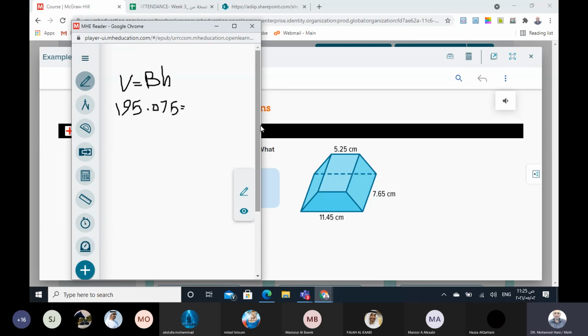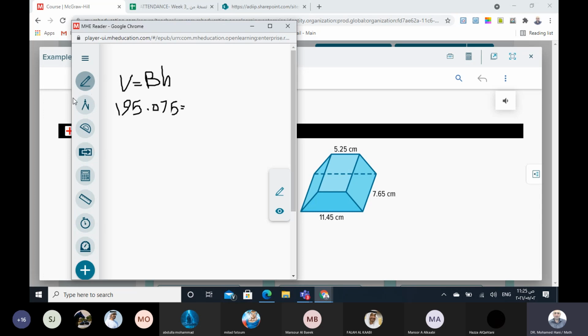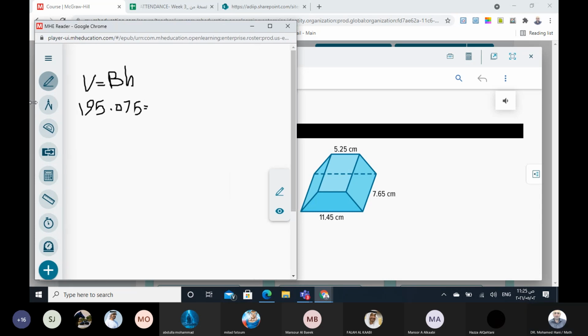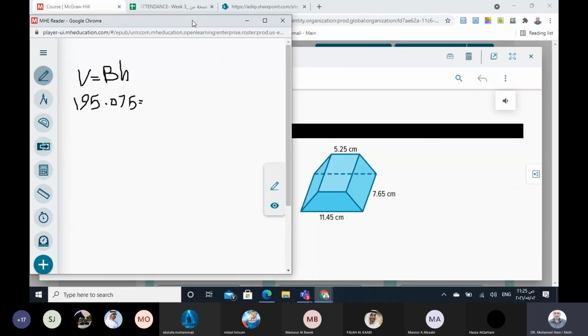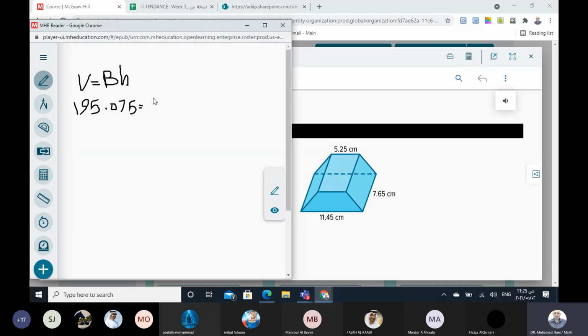We want to find what? The base. As you see here, what is the area of the base? We want to find the area of the base. So the missing value here, capital B, is the missing value, multiplied by the height.